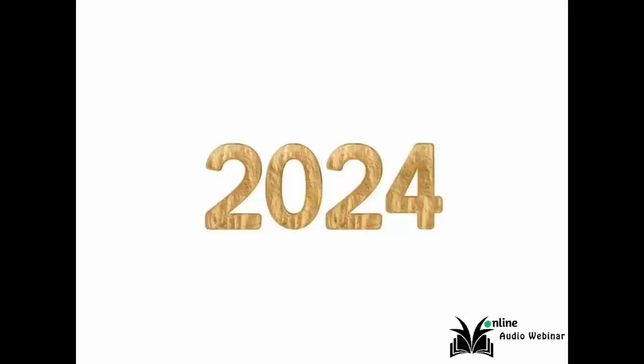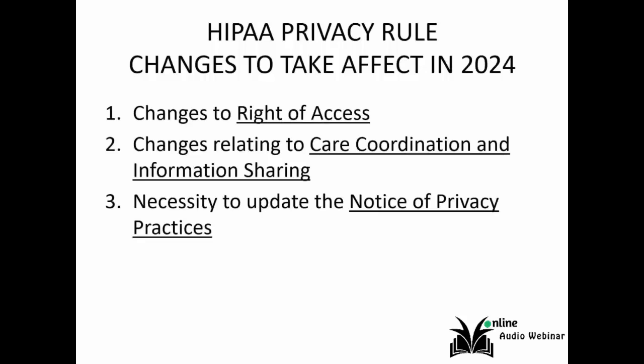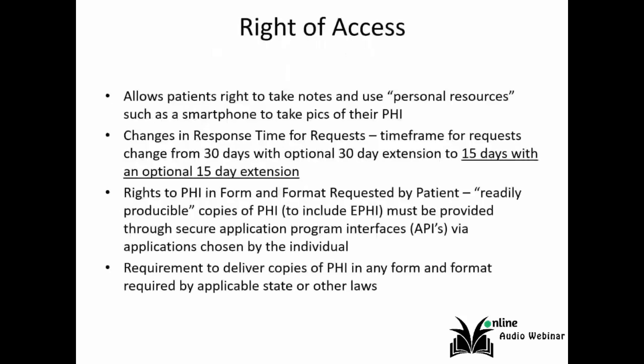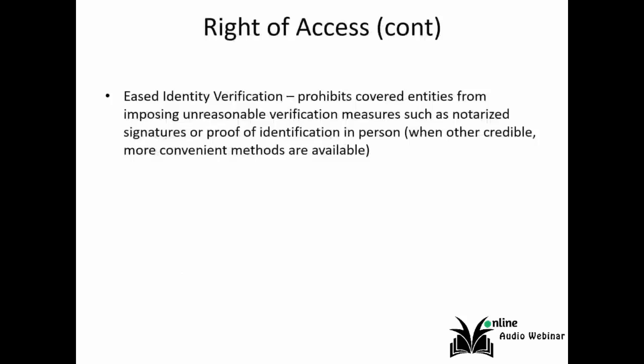All right, let's talk about some changes for 2024. And most of these are HIPAA privacy rule changes. So HIPAA privacy rule changes that take effect in 2024. Changes to the right of access. Changes relating to care coordination and information sharing. The requirement to deliver copies of PHI in any form and format required by applicable state or other laws. Eased identity verification. This prohibits covered entities from imposing unreasonable verification measures such as notarized signatures or proof of ID in person when other credible, more convenient methods are available.